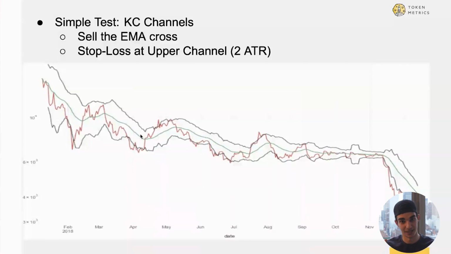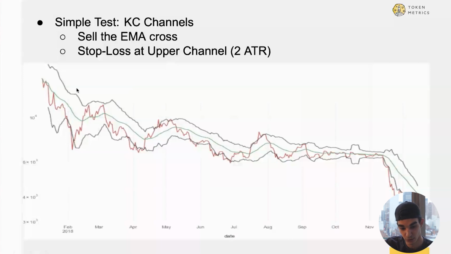So the type of strategy I want to look at is very simple. Since I know from hindsight that I'm in a bearish environment, I'm going to sell the exponential moving average cross. So every time I'm above it and I go below it, like here, for example, I want to get a sell order, and I'm always going to set my stop loss at the, oh sorry, here's the typo, at the lower channel. So 2 ATRs below my entry point.